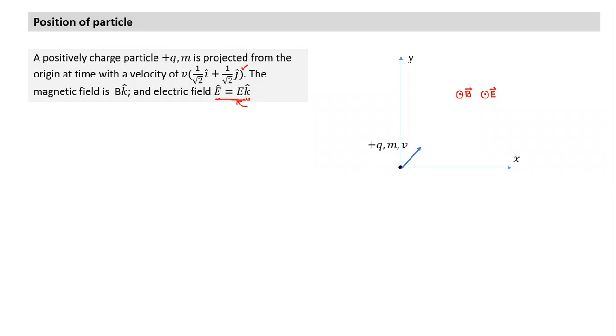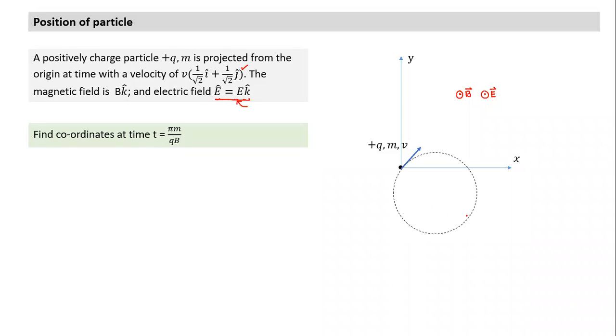Its coordinates in xy plane, if I am looking from the top, its motion in that plane will remain exactly the same. The only thing that will happen, in addition to motion in xy plane, is that it will also have motion in z direction. What kind of motion will it have in z direction? Uniformly accelerated motion. So can we find the coordinate at time t equal to pi m by qB?